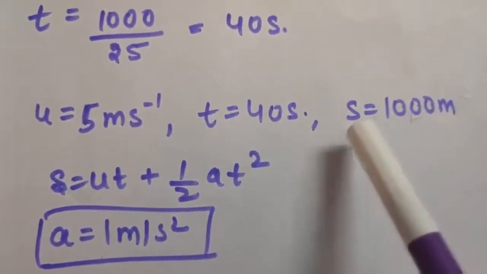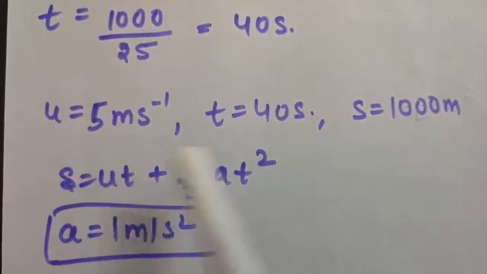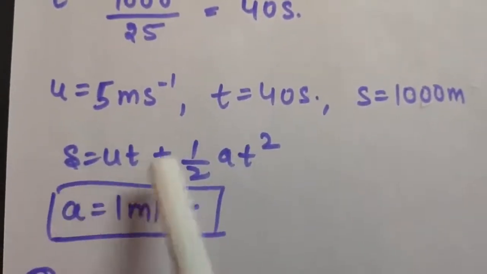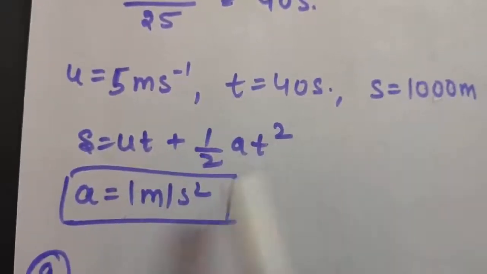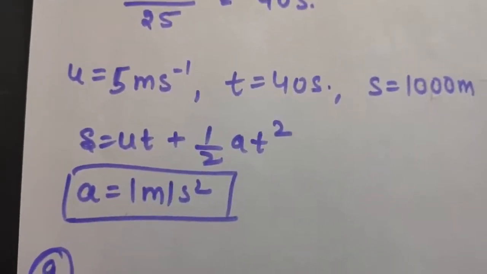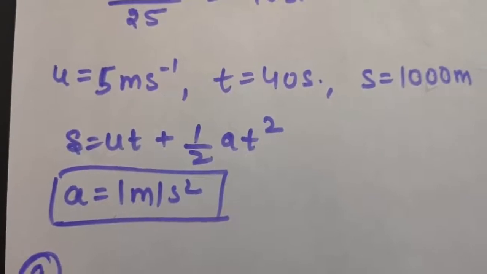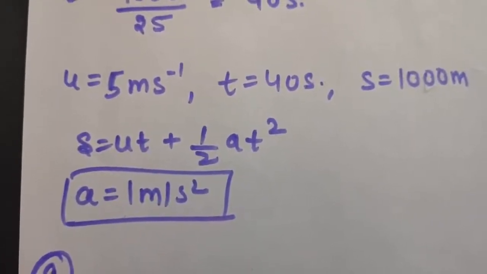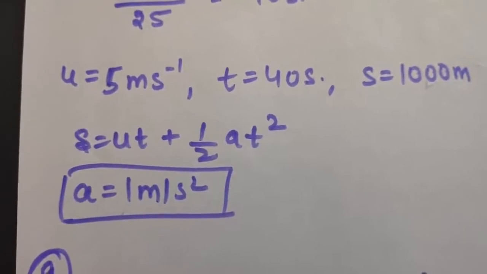And the distance is 1000 meters. So by using these terms, calculate the distance traveled. So S is equal to UT plus half AT square. Now you know all these terms, so acceleration will come to be 1 meter per second square. That means the acceleration of B should be this much. Only then will it be able to cross A before C.